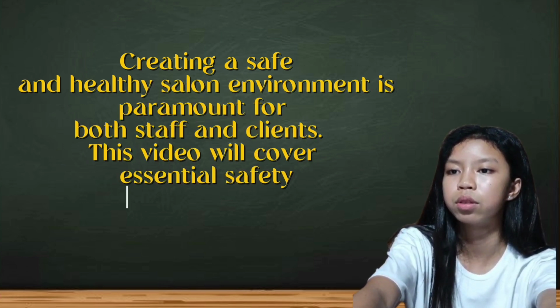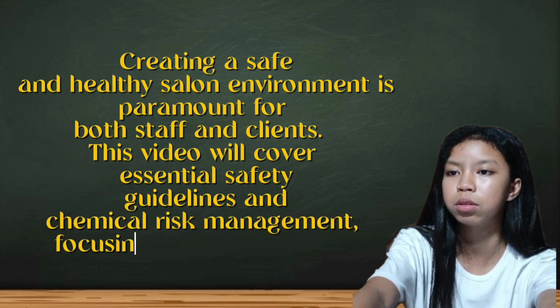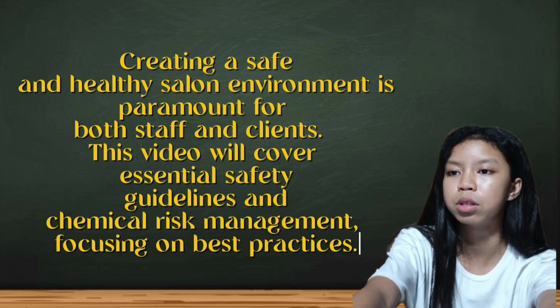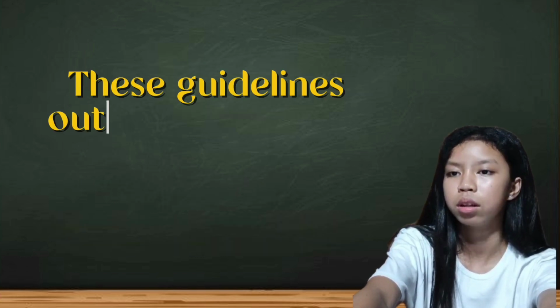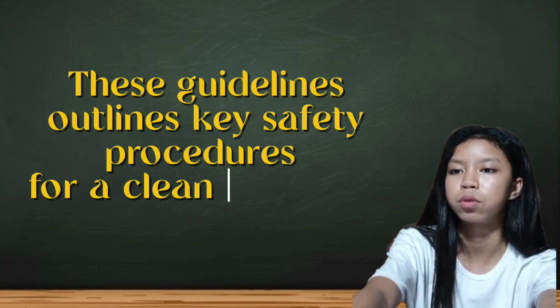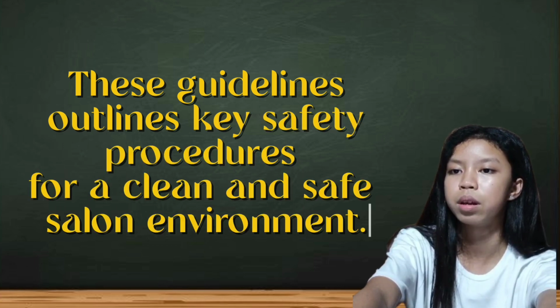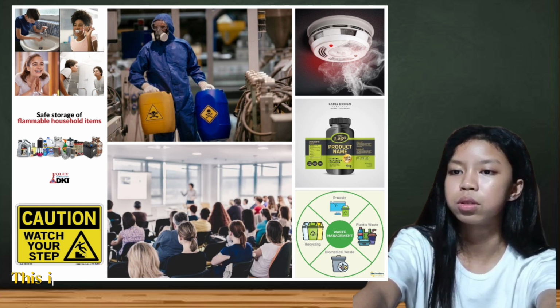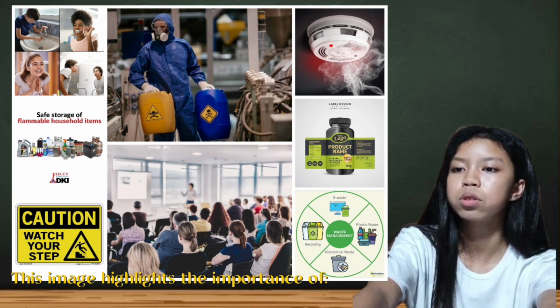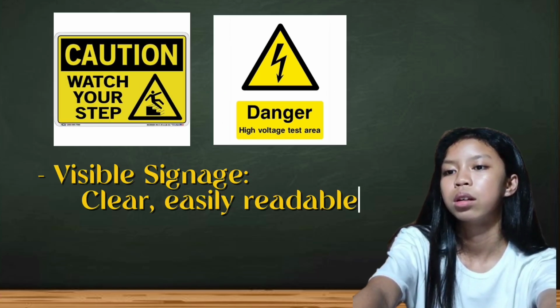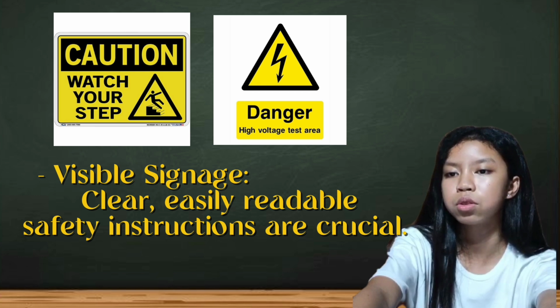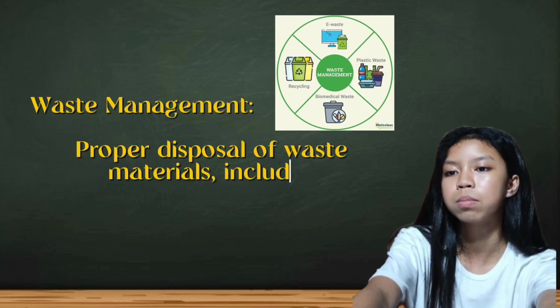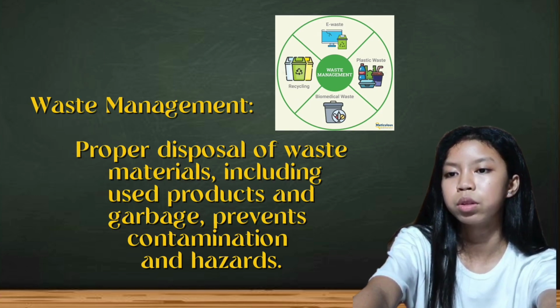This video will cover the essential safety guidelines and chemical risk management, focusing on best practices. These guidelines outline key safety procedures for a clean and safe salon environment. Now let's review the essential points. The image highlights the importance of visible signage. Clear, easily readable safety instructions are crucial. Waste management. Proper disposal of waste materials, including products and garbage, prevents contamination and hazards.